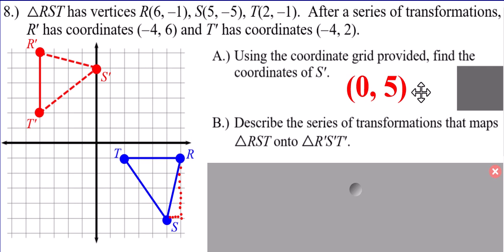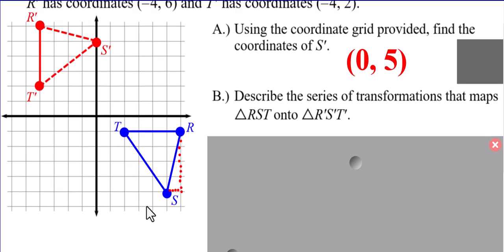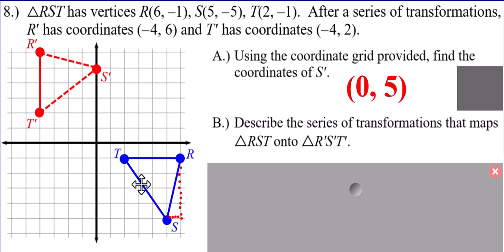Okay, so now that we have done that, part B, describe the series of transformations that maps RST onto R prime, S prime, T prime. So this is not just a 90-degree counterclockwise rotation, because if I do a 90-degree clockwise rotation about the origin, in fact, can I show you that? No, I cannot, because I have this locked on my screen. But if I would do that, that would put it from quadrant 4 into quadrant 1. And it's not just there. It's over here in quadrant 2.